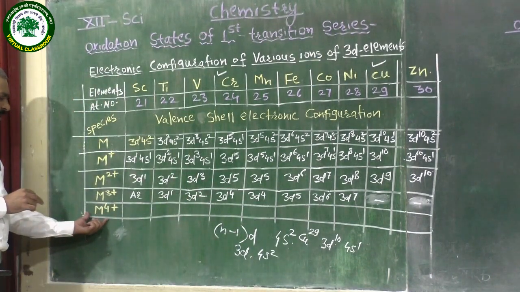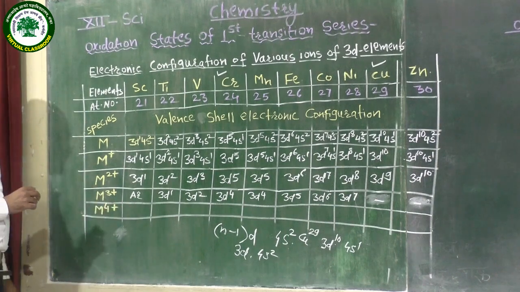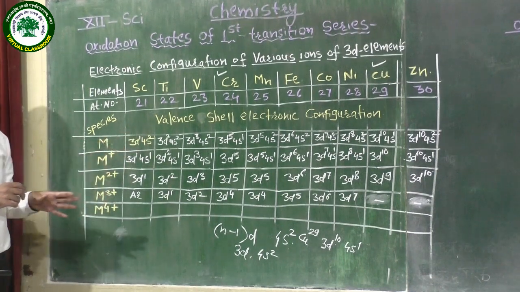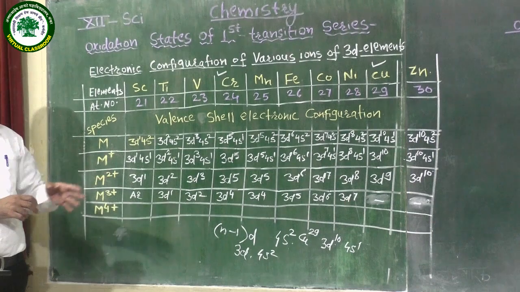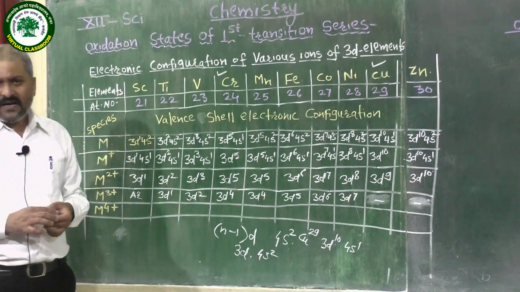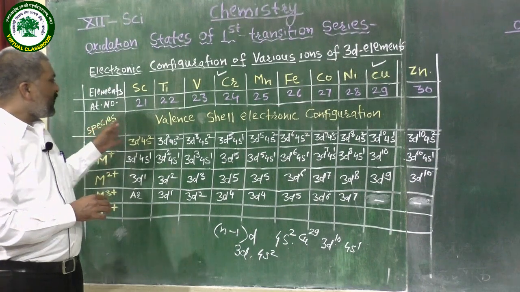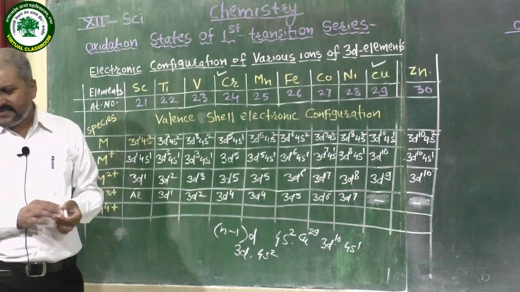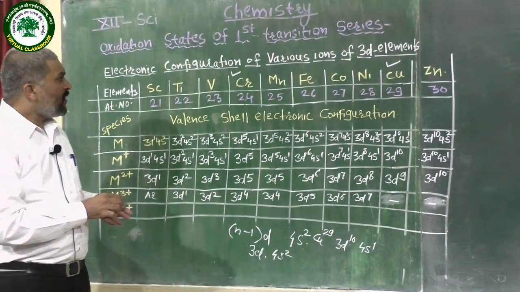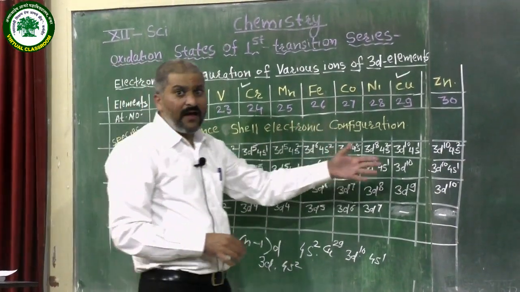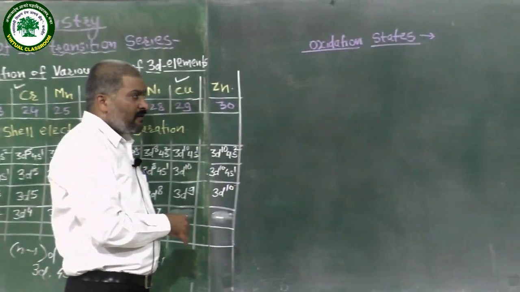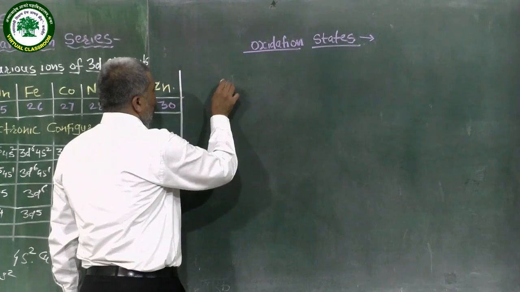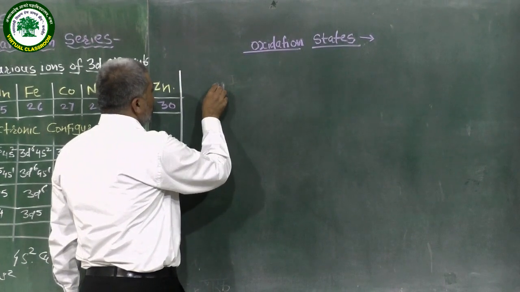Here in M tetrapositive ion, the electronic configuration we can write in similar ways. From this table we have seen different examples of the valence shell electronic configuration of the first transition series and their different elements. Let us see the different oxidation states shown by all the transition metal elements and their different electronic configurations. Let us see first the elements.